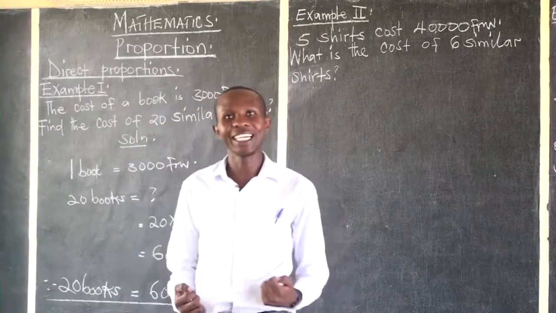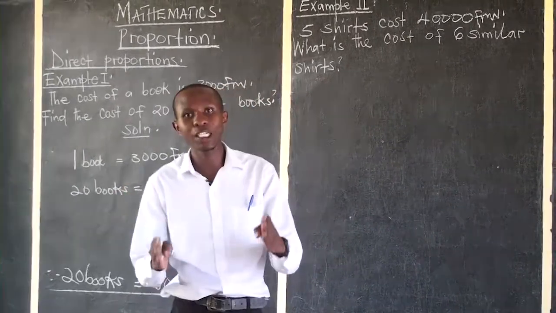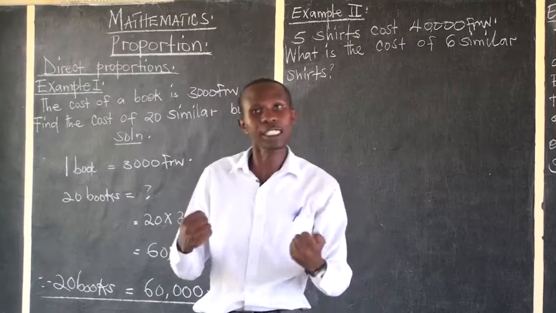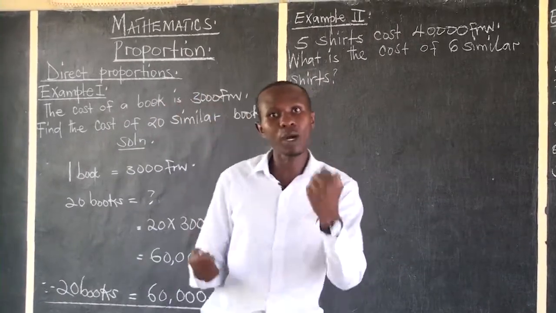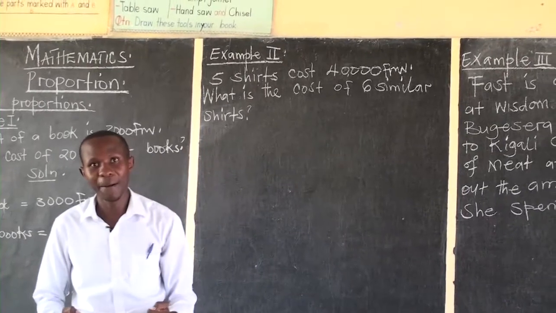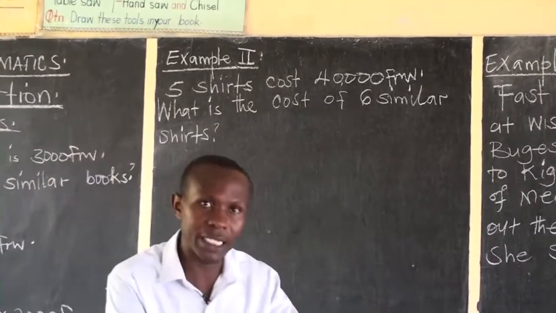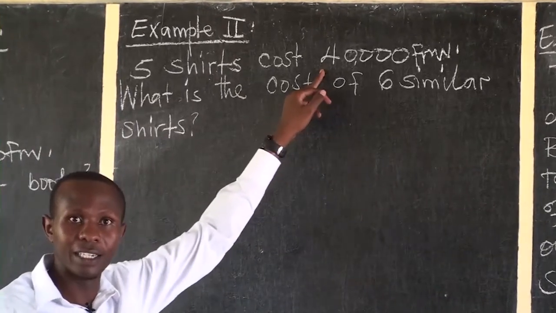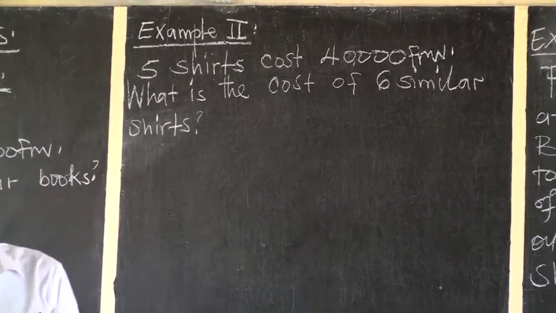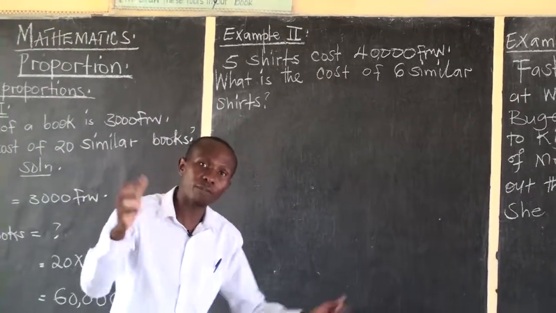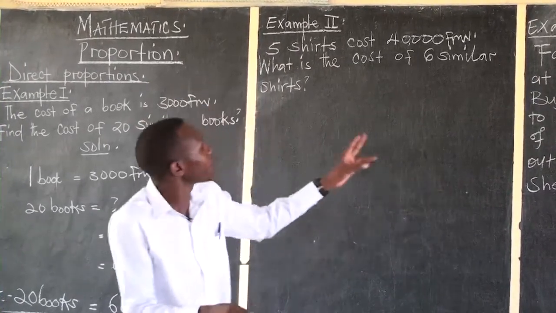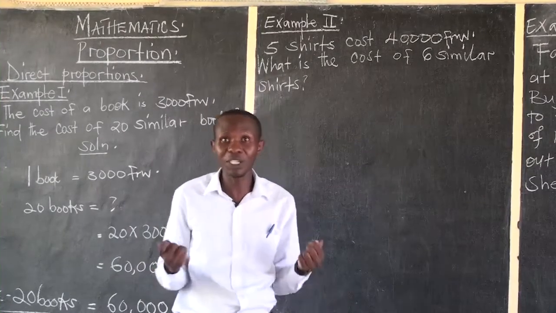Now when we look at this question, you realize that they have given us the amount that one person spends on 5 shirts at once. We don't know how much one shirt costs. So if we don't know the amount of one shirt, it is not easy to determine the amount of 6 shirts. But remember, if you want to buy 5 shirts at once, you spend 40,000. Now, what about if you are going to buy 6 shirts? We don't know. So we need to identify that.